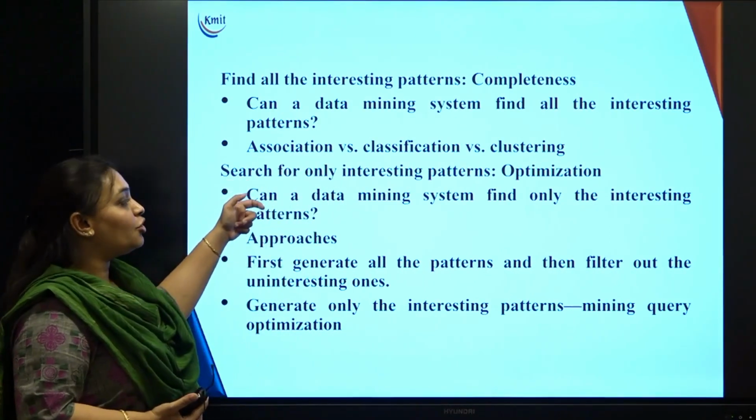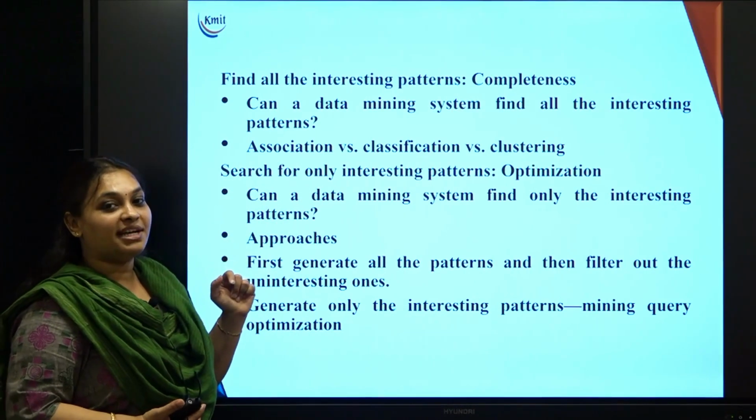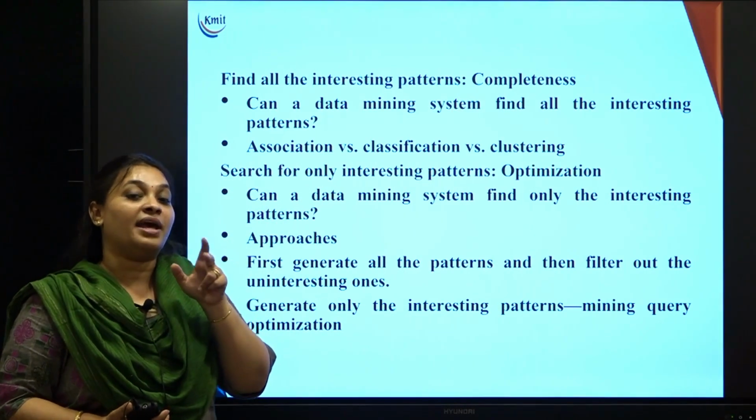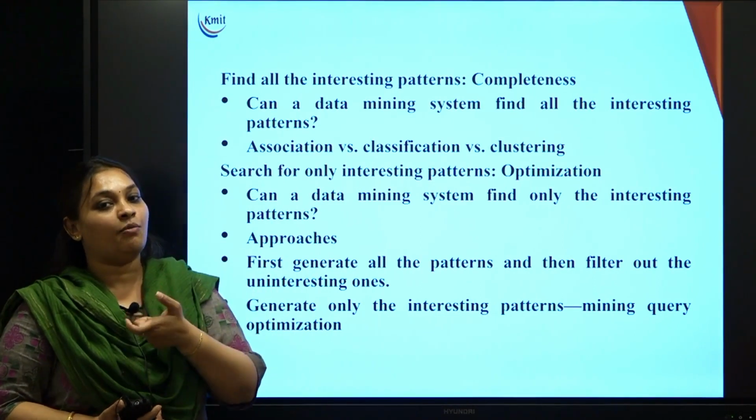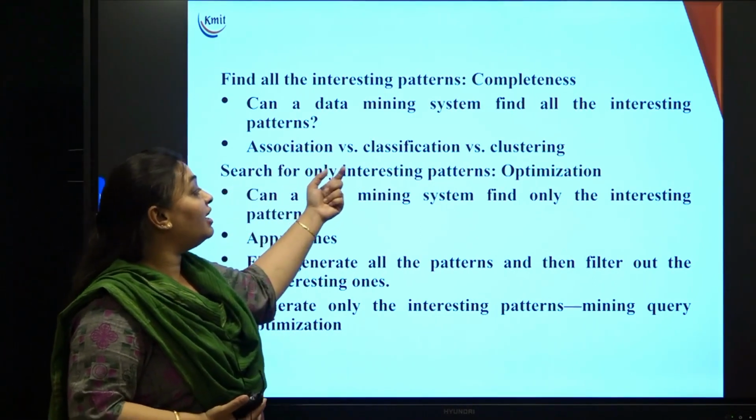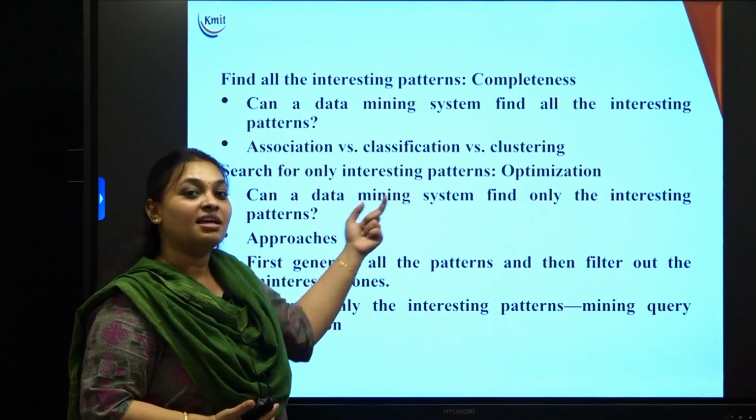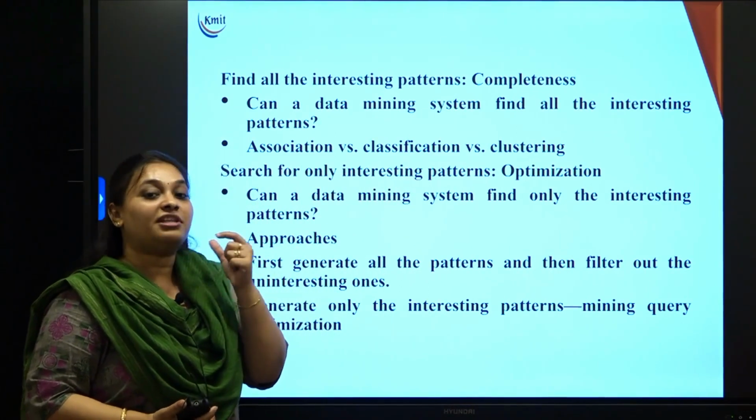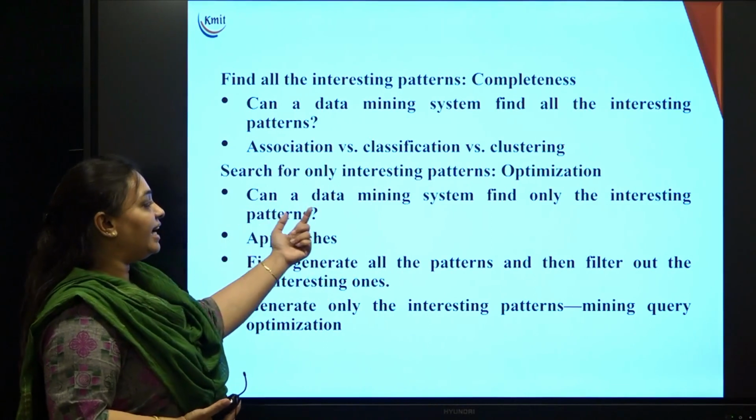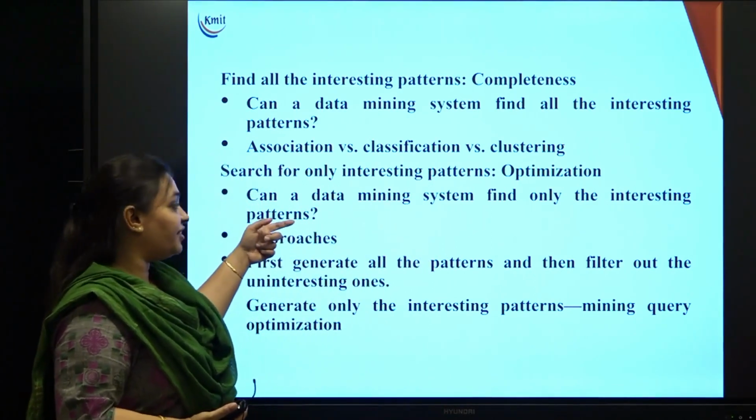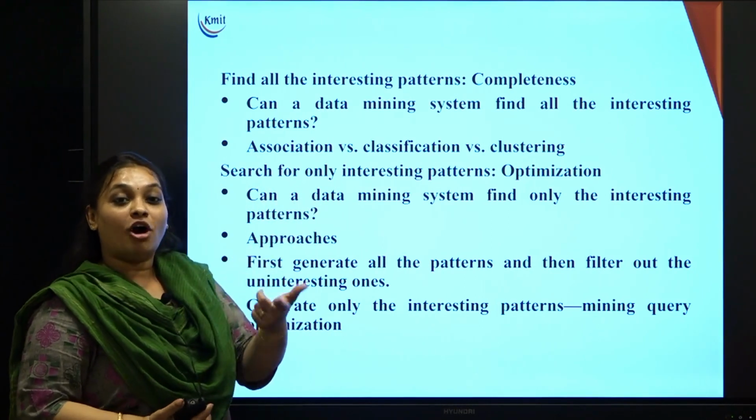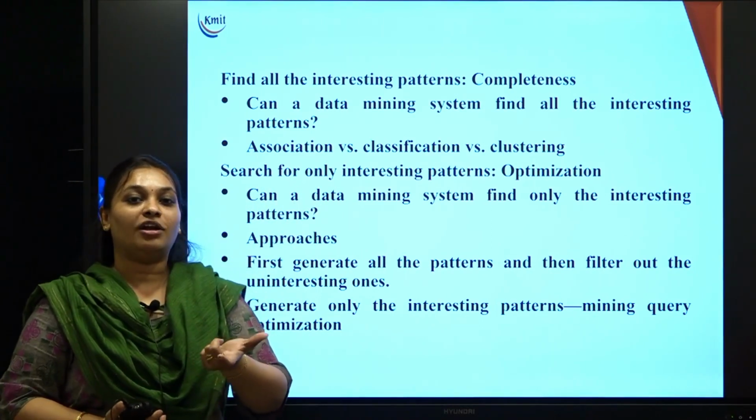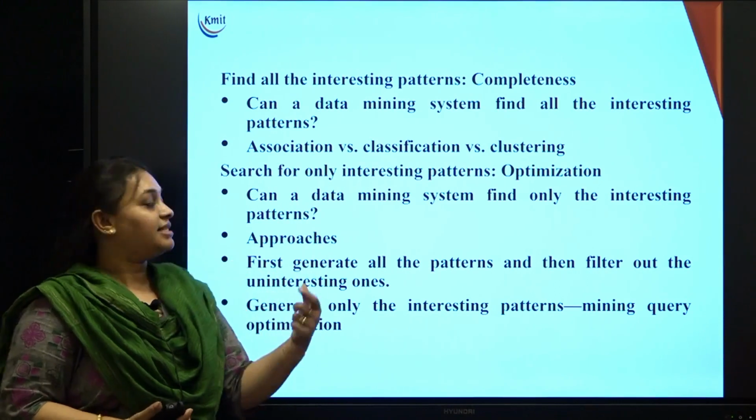Next, when does optimization come in? I told you the second part: when I'm in need of a product, I go to a mall, purchase it and directly walk out. Search for only interesting patterns: only the product I want, only for that I walk into the mall. Can a data mining system find only the interesting patterns? Here, yes. How? When I walk into the store, I want only that particular product. I go there and purchase it.